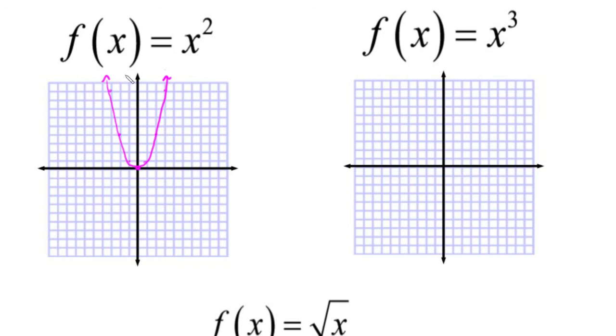A nice U shape. Okay. Moving on to the cubic function. Well, here you have a strange curve going on. However, it is allowed to be negative.